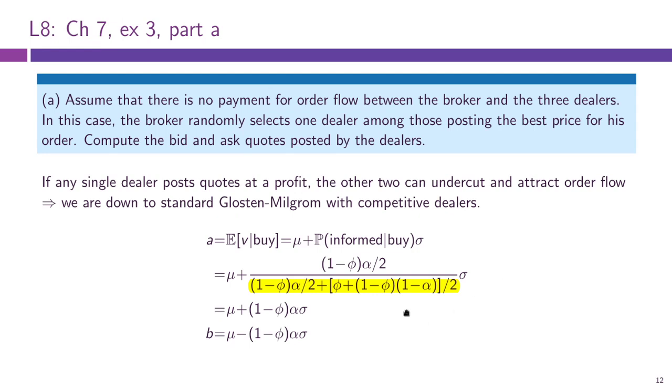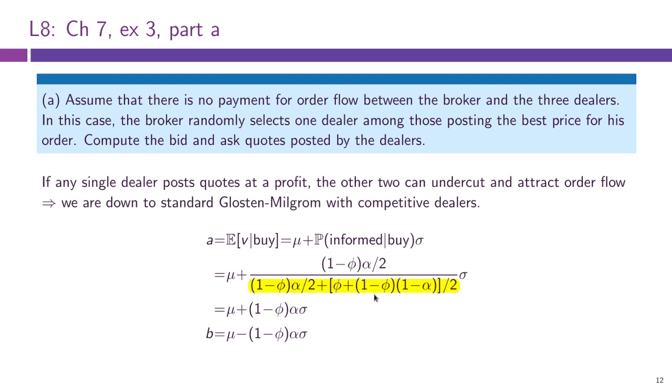So the total probability of receiving a buy order is the probability of receiving a buy order from the informed trader, which we've just found to be (1 minus phi) times alpha divided by 2. But we can also receive a buy order from a retail trader. The trader is retail with probability phi, and he mixes 50-50 between buy and sell, so the probability of a buy is phi over 2. And the same 1 over 2 applies to institutional uninformed investors.